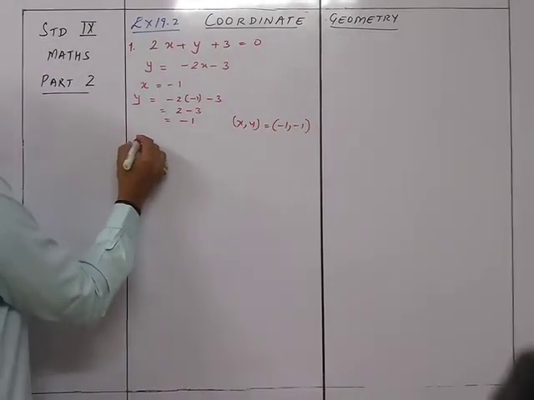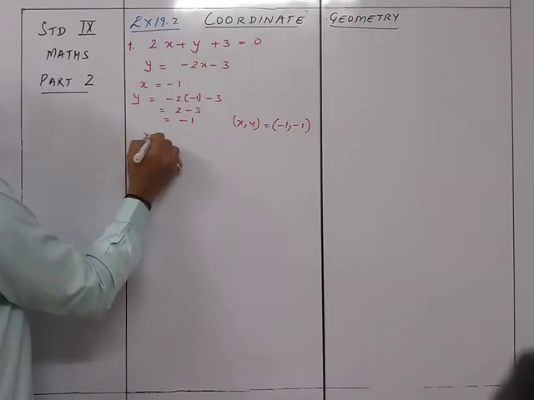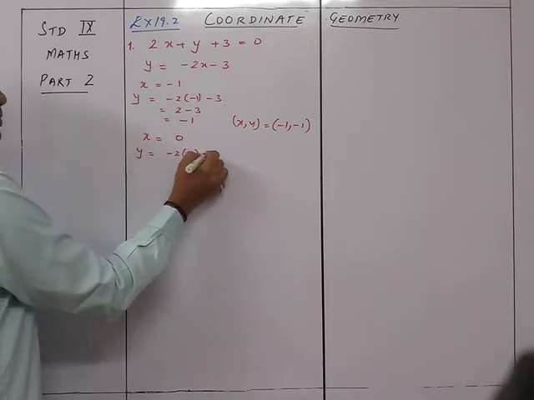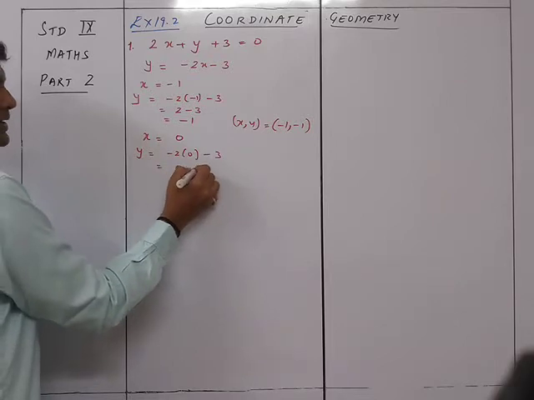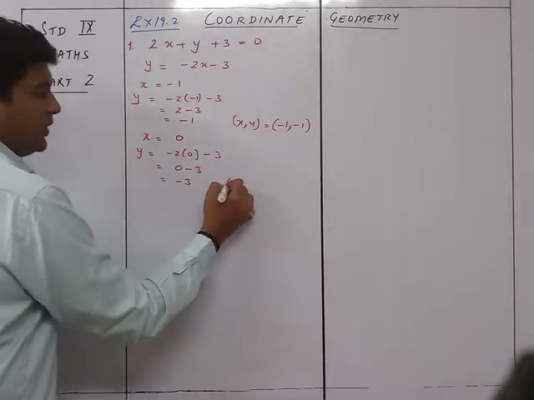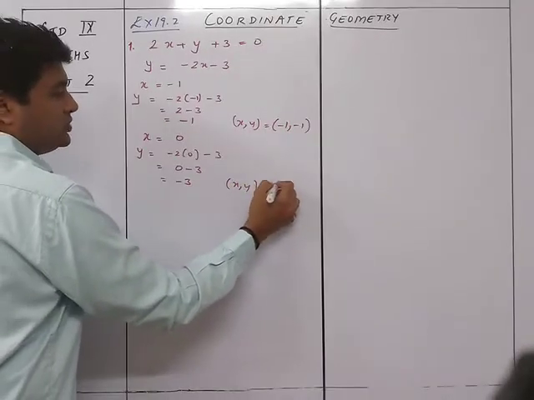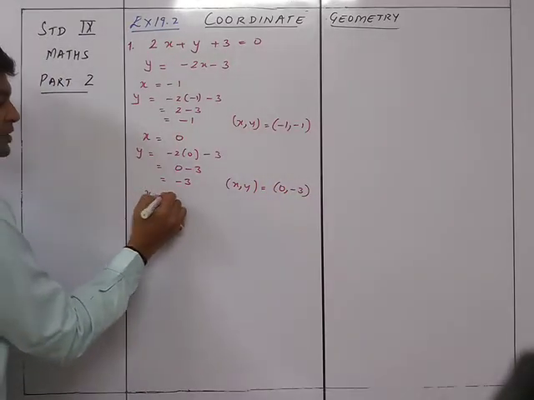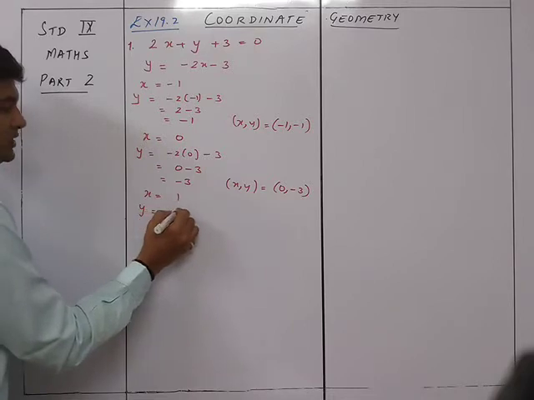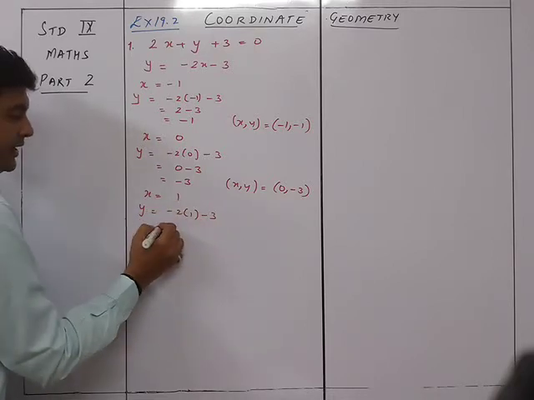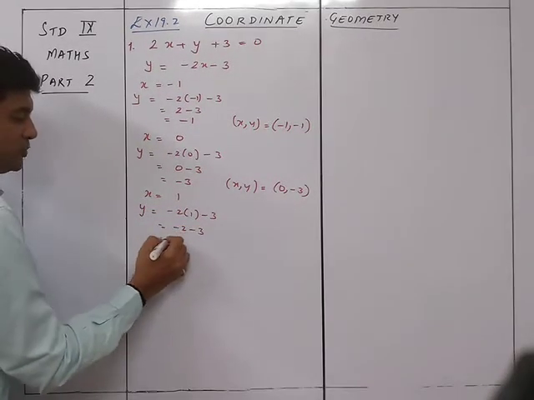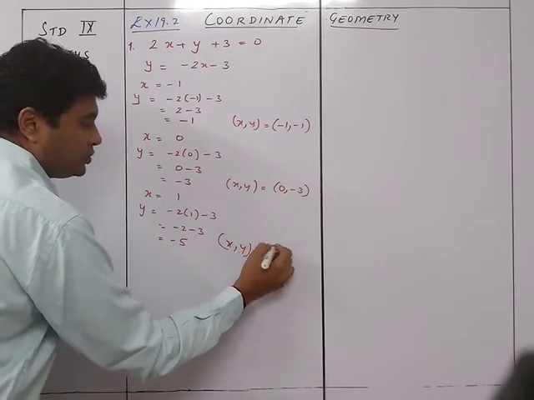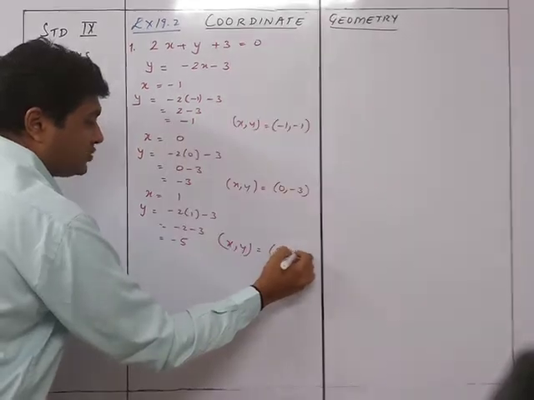Okay. The next one we take is x is equal to 0. So y is equal to minus 2 into 0 minus 3, is 0 minus 3, is equal to minus 3. So x comma y is equal to 0 comma minus 3. The third is x is equal to 1. So y is equal to minus 2 into 1 minus 3. It will be minus 2 minus 3, is equal to minus 5. So accordingly x comma y is equal to 1 comma minus 5.